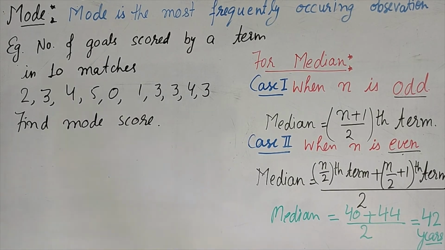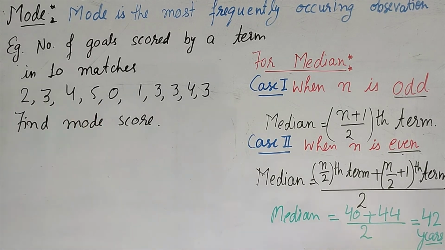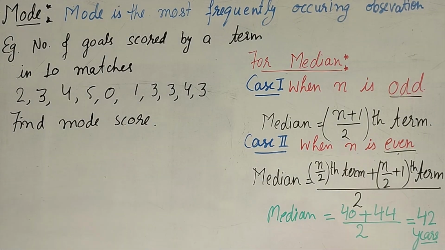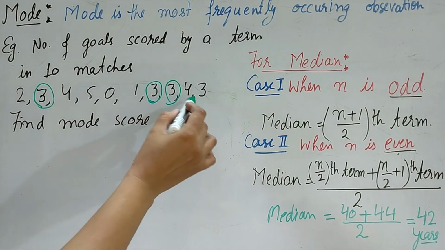Okay, so for example, the number of goals scored by a team in 10 matches. In 10 matches a team scored goals: in one match, 2 goals, then 3, 4, 5 goals scored. In another match, 0 goals, then 1, 3, 3, 4, 3. So find the mode score, the maximum repetition. Mode means that number which is repeated again and again. You can observe here clearly 3 goals in one match, in the second match, in the third match, in the fourth match.